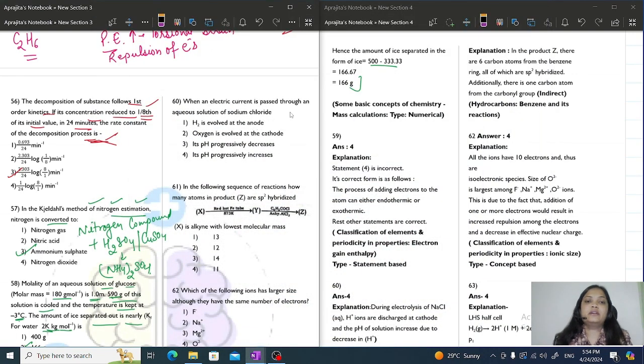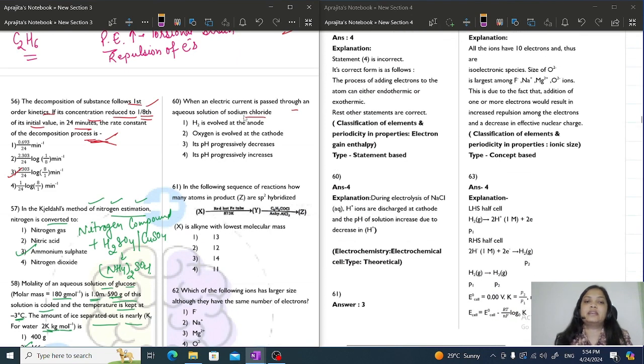When an electric current is passed through an aqueous solution of sodium chloride, what happens? So we know that during the electrolysis of sodium chloride, in the presence of water, of course, we are having an aqueous solution of sodium chloride. So what happens is hydrogen ions move towards the cathode and are discharged at the cathode. There is a competition between sodium and hydrogen ions, but because hydrogen ions fall lower in the electrochemical series, they will be discharged at the cathode, which means hydrogen gas is evolved at the cathode.